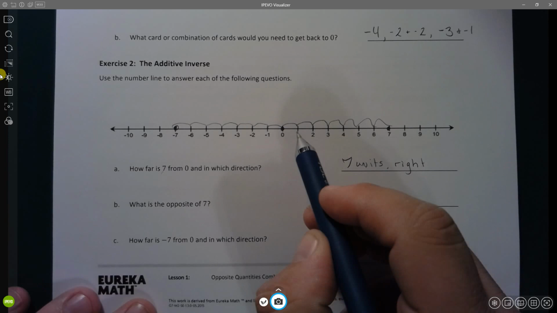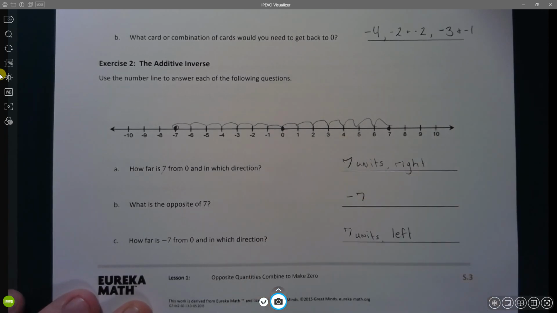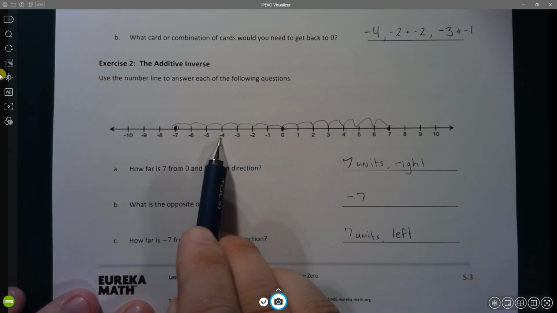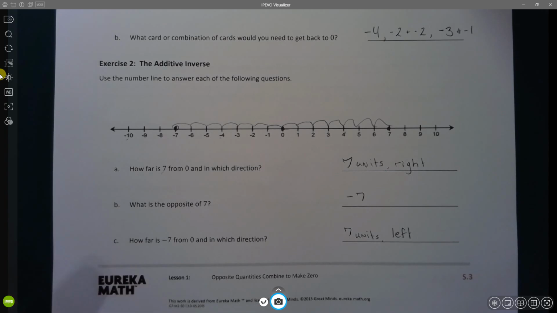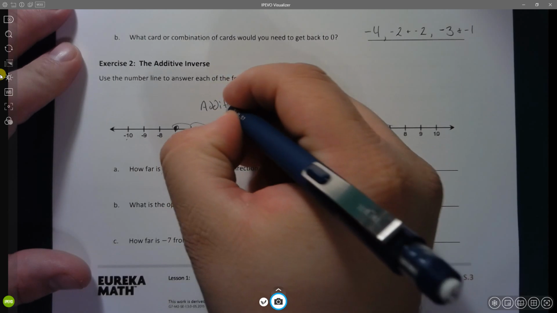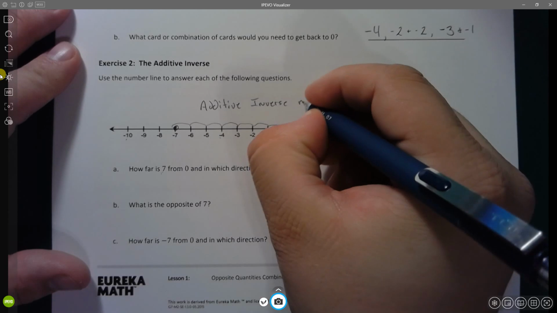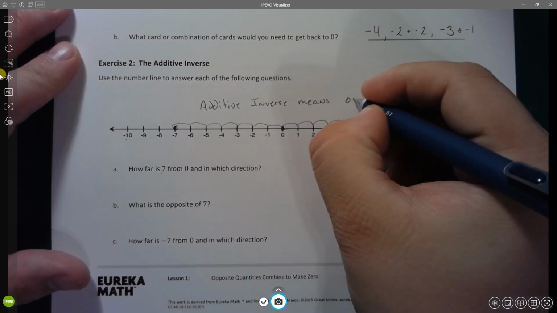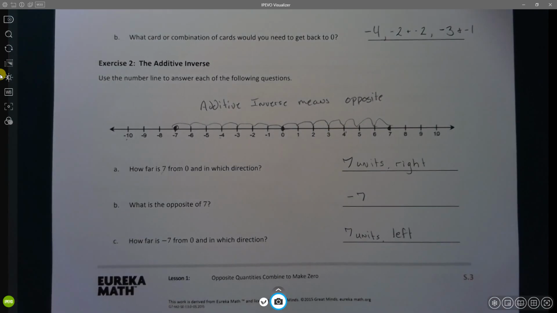The opposite of -1 would be 1 unit from 0 to the right, so a positive 1. Opposite of 4, -4. Opposite of 10, -10. That's all opposites are. That's the additive inverse. Opposite and additive inverse are equal to each other. They're the same thing. So understand that. The additive inverse means opposite. Additive inverse means opposite.